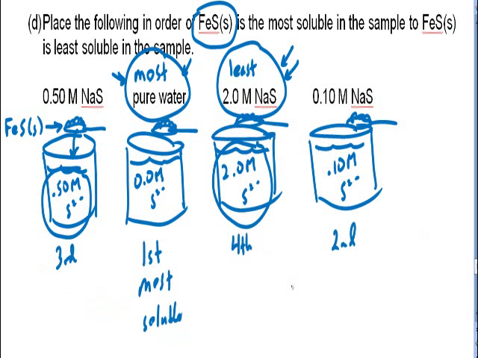The order of solubility would reflect how much sulfide is present in the solution before adding the iron sulfide. Most soluble is pure water. Next would be the 0.10 molar sulfide concentration. Third is 0.5, and least soluble would be when there's 2 molar sulfide ions already present in the water before we add the solid iron sulfide.